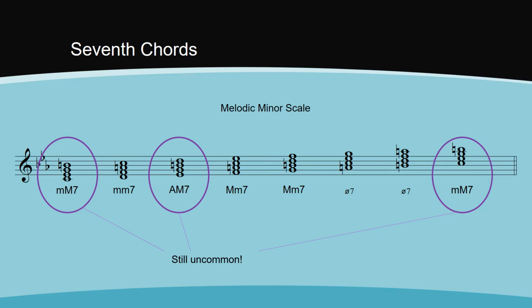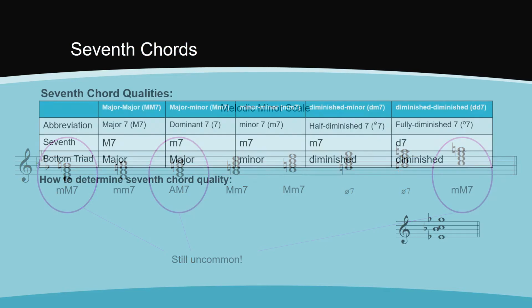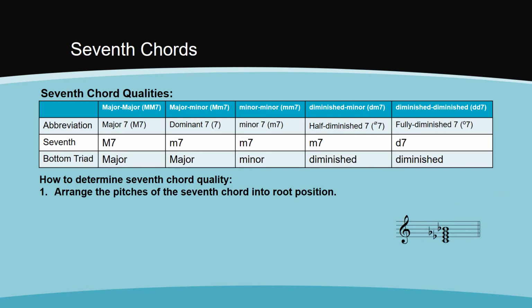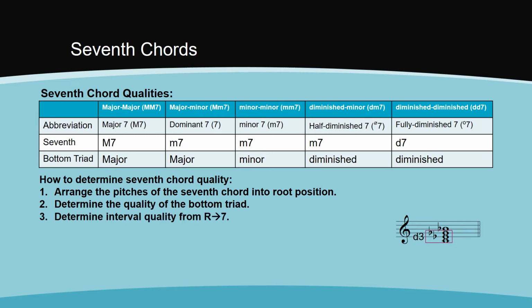In order to determine the quality of a seventh chord, follow these steps. Step 1. Arrange the pitches of the seventh chord into root position. When the pitches are in root position, they look like a caterpillar. Oh, it's so cute. Step 2. Determine the quality of the triad on the bottom of the chord. Step 3. Determine the quality of the interval between the root and the seventh of the chord. Once you have these two pieces of information, you can refer to the chart to determine the quality of the seventh chord.